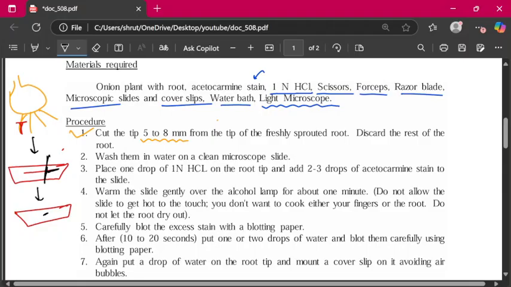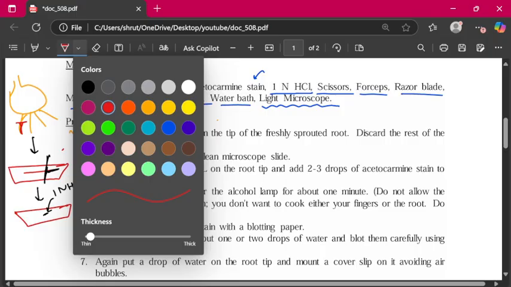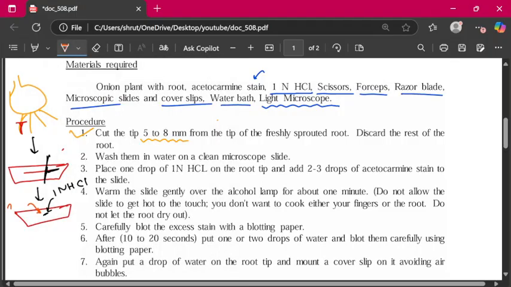Okay, now you have to wash it with water. And after that you have to place one drop of 1 normal HCl on the root tip. So pour 1 normal HCl on the root tip, then add 2 to 3 drops of the stain, acetocarmine.